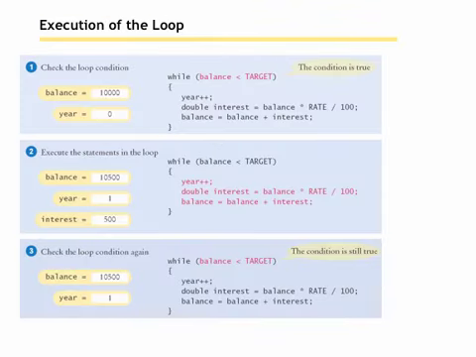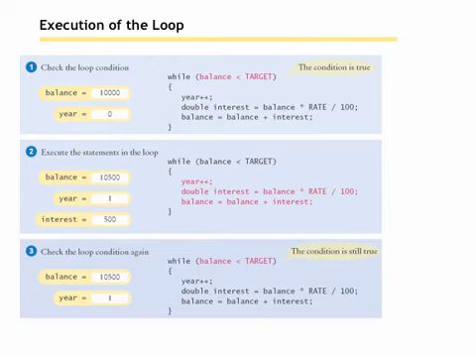So here's how it works. Number 1, we check the loop control condition. If balance is less than target, if the condition is true, we enter the loop, we add 1 to year, as you can see in number 2 there, year becomes 1. We calculate the interest, which is 500, and we add that to the balance. So now the balance is 10,500.